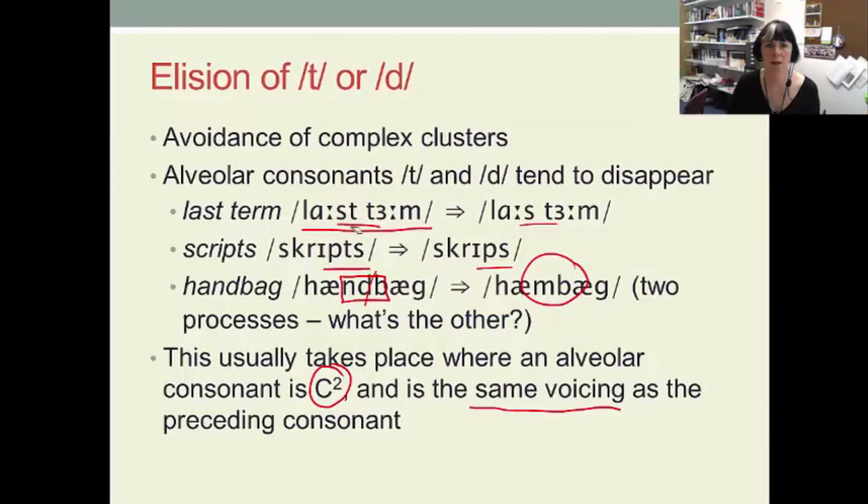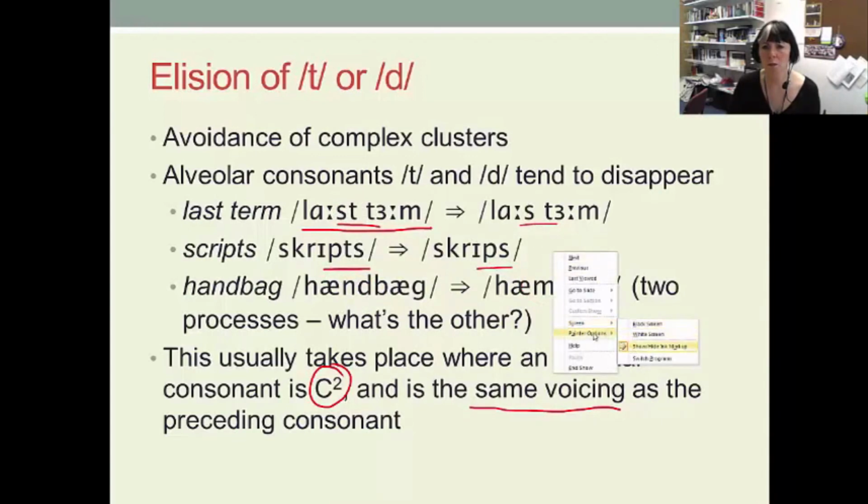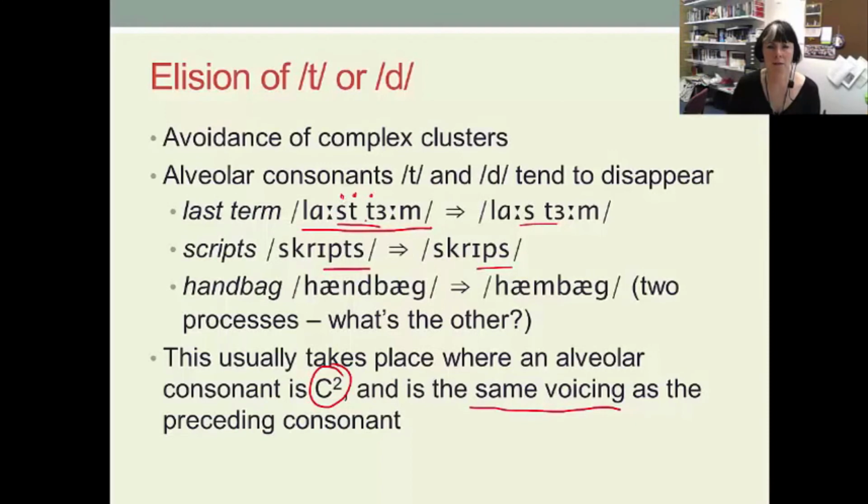So I'm going to just take this off here so that we can have a bit more of a look at what's going on. What we've got in "last term" is a group of 3 consonants. We've got an s, a t, and another t. The t sound is in the middle, so it's the second consonant here, 1, 2, 3, and it's preceded by a consonant which has the same voicing, so both of these are voiceless.